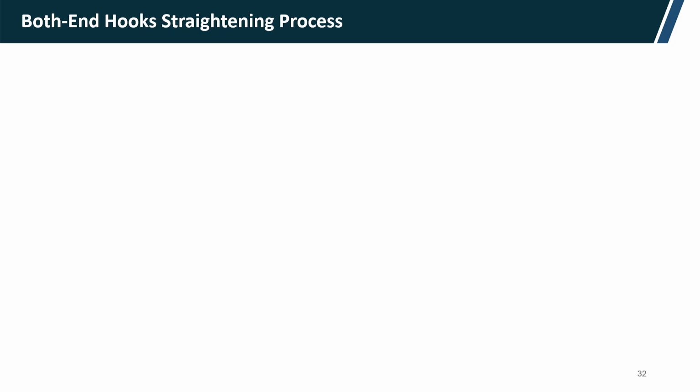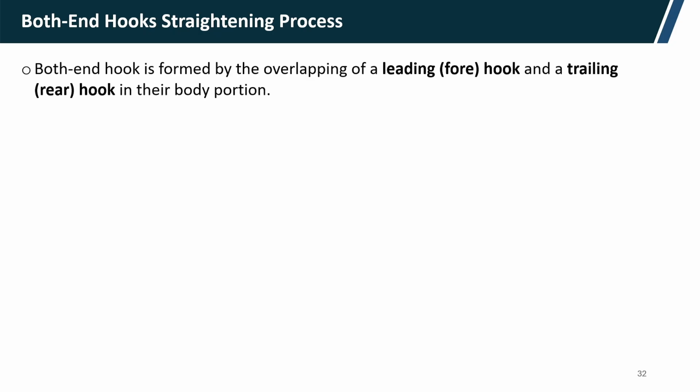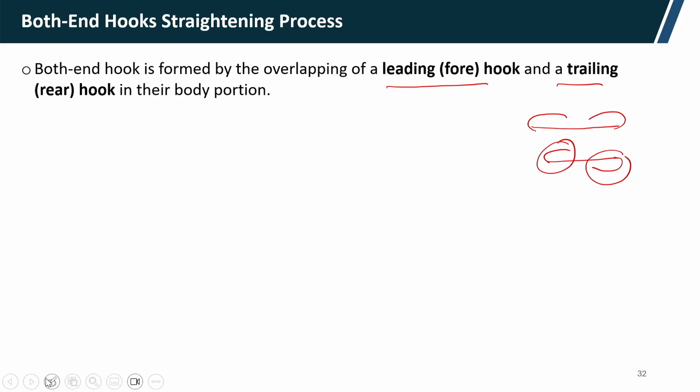So, the both-end hook straightening process is formed by overlapping of leading hook and trailing hooks in the body portion. So, this is the body portion, and here it is a leading hook or trailing, or maybe in the other direction also. This is the condition of the both side hooks.